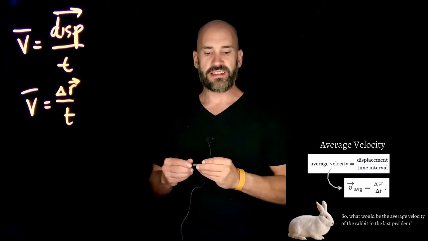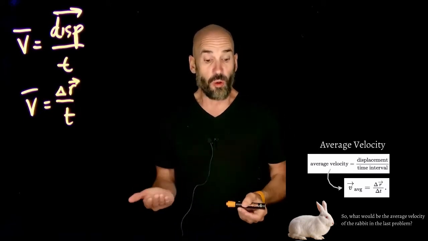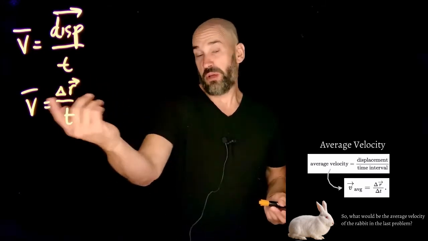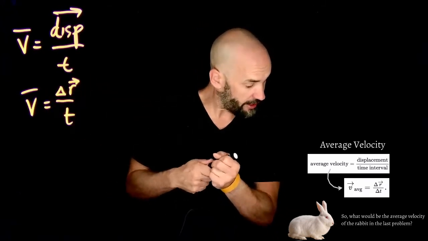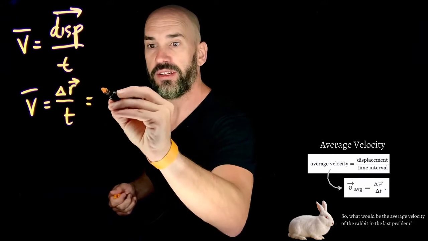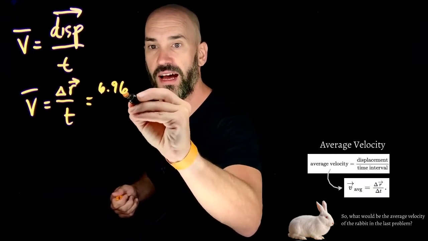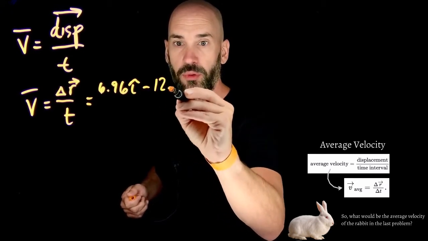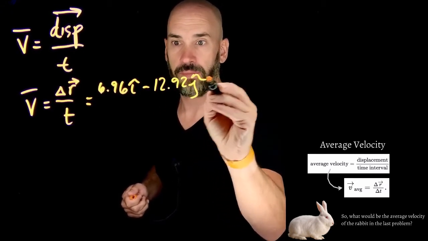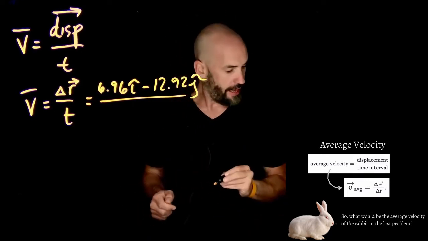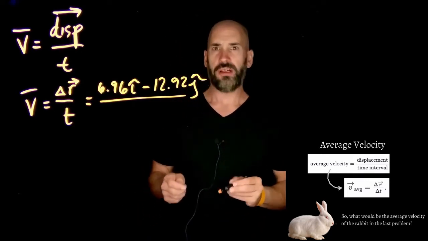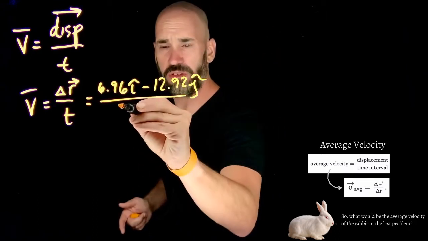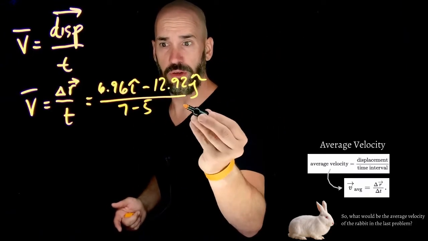So this slide that says average velocity is asking, what would be the average velocity of the rabbit in the last problem? Well, what was our displacement? If my memory serves me correctly, our displacement was 6.96 i minus 12.92 j. And the time interval, let me think really hard, was between 7 and 5 seconds, so that would be 7 minus 5, which is 2.